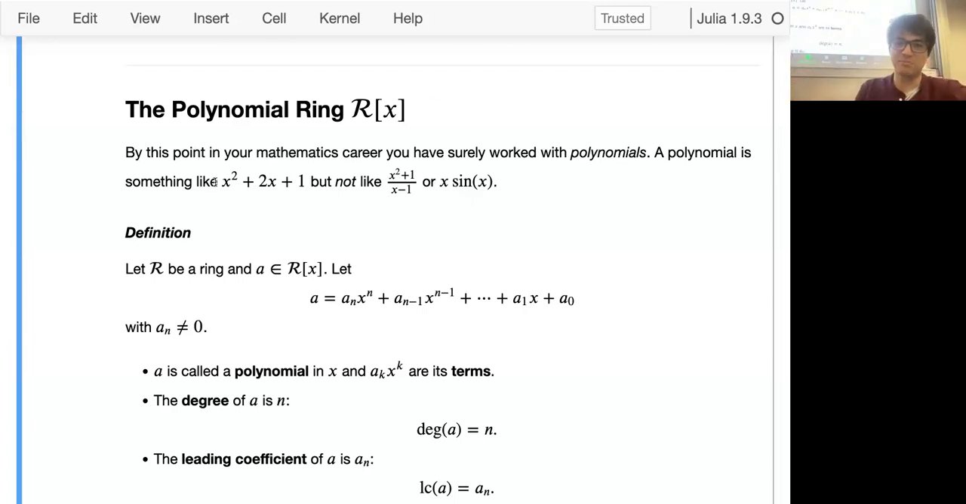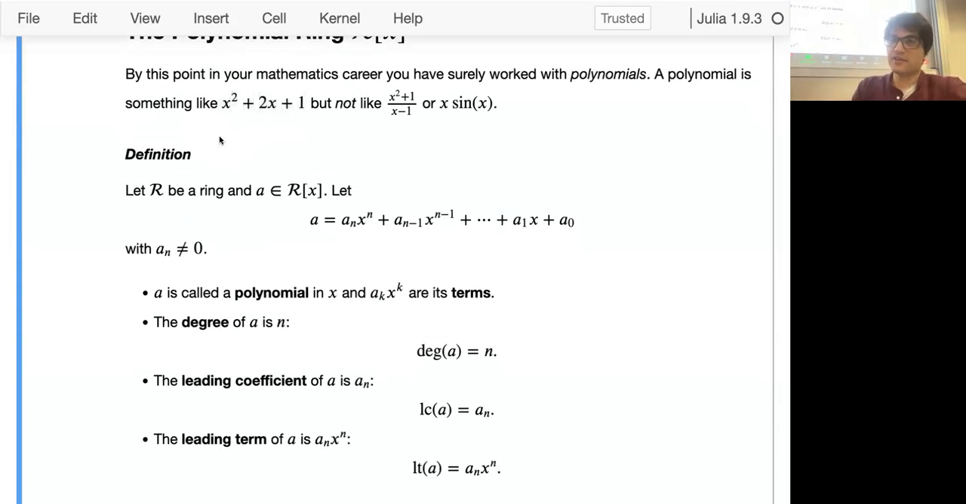Polynomials are things that look like this. So if R is a ring and A is in R[x], we're going to denote a polynomial in this ring to be this. I can say A is a polynomial with coefficients from R and whose indeterminates are from X. Polynomials can have more than one unknown, but we're going to restrict ourselves to univariate polynomials.